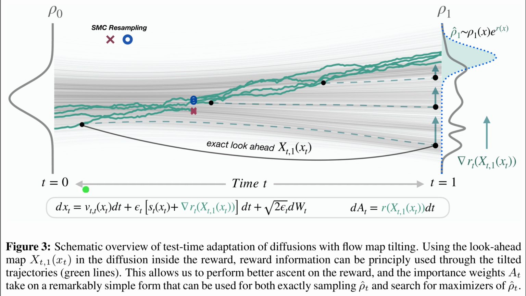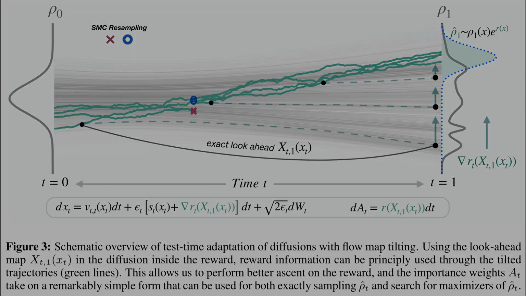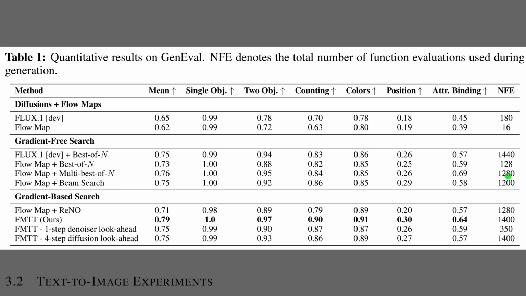Well, Figure 3 turns that intuition into a full pipeline view of flow map trajectory tilting. The left density shows initial noise samples at time 0, which start many possible gray trajectories forward in time. The central bundle of green paths represents tilted trajectories that use the flow map look ahead inside the reward and occasionally undergo sequential Monte Carlo resampling. On the right, these reweighted paths concentrate into a new terminal distribution that favors high reward regions while keeping sampling unbiased.